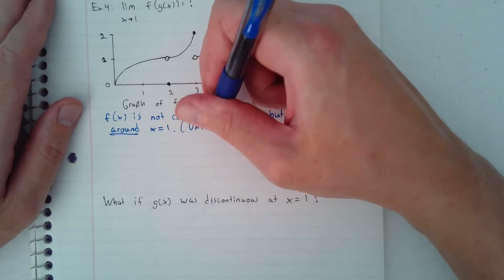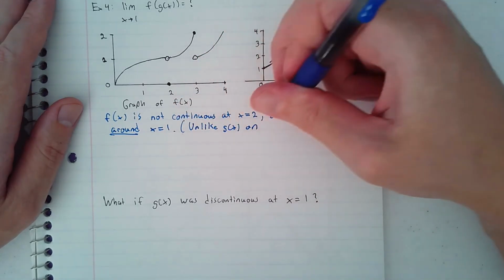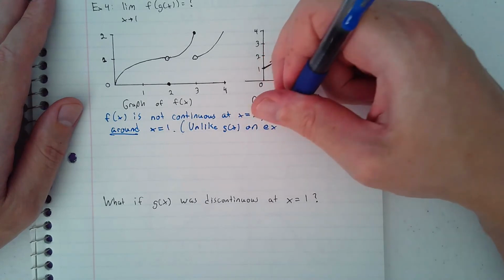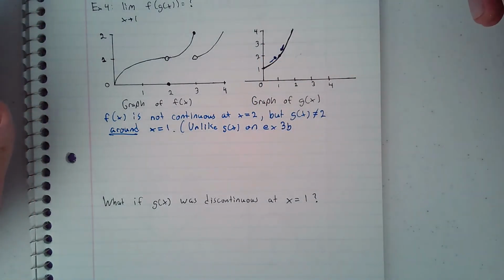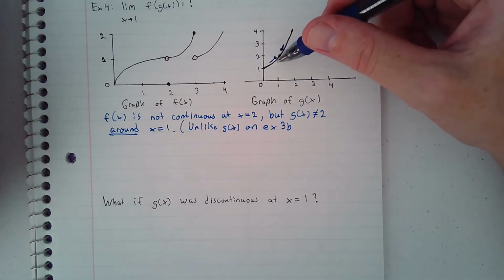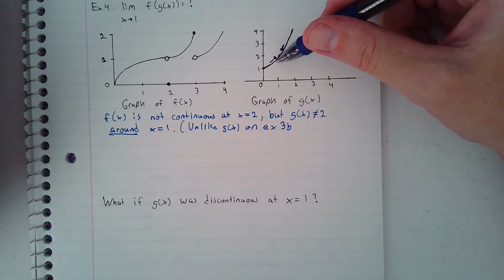So this is unlike g of x on example 3b, where it was a constant function where g of x was always 2. This one is not a constant function. So the value is changing around x equals 1.